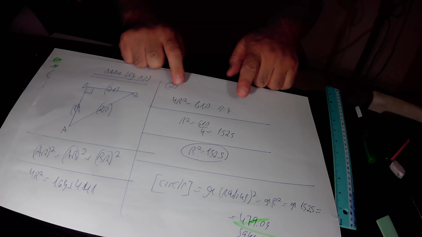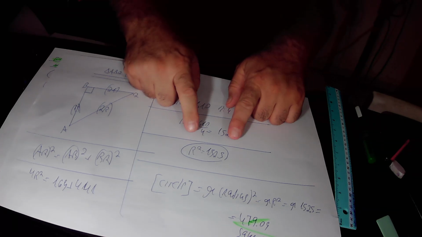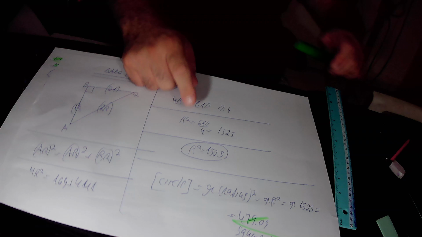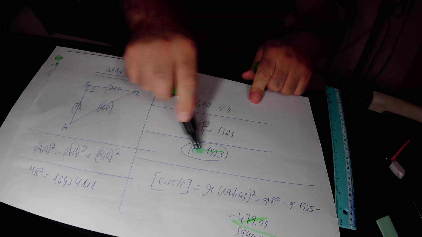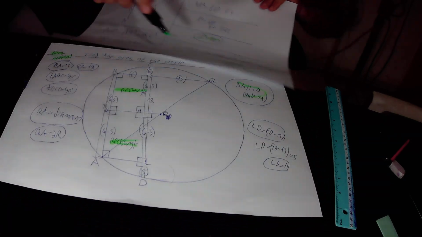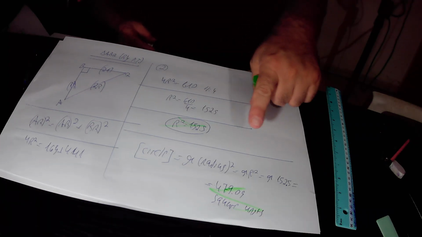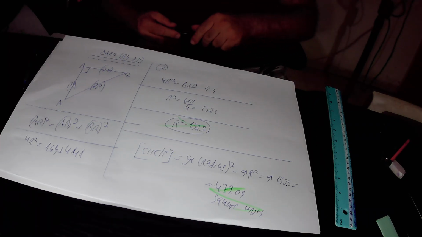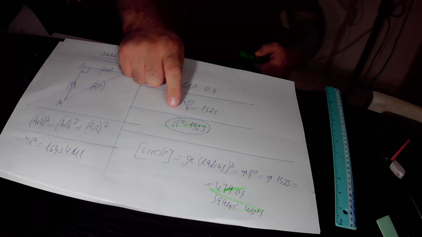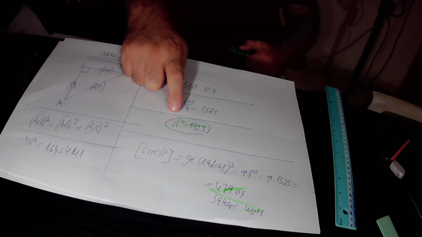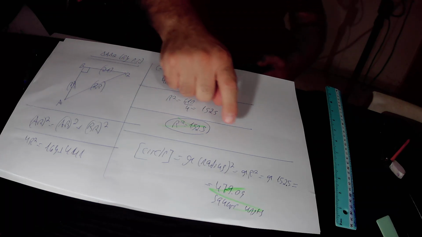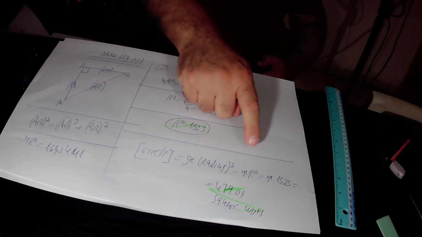610 over 4 is 152.5. So r squared equals 152.5. Our task is to find out the area of this circle. Actually, the area of any circle equals pi times the radius of the circle squared, and therefore the area of our circle must be equal to pi times the radius of our circle squared. The radius of our circle squared is r squared. So in total, the area of our circle must be equal to pi r squared.